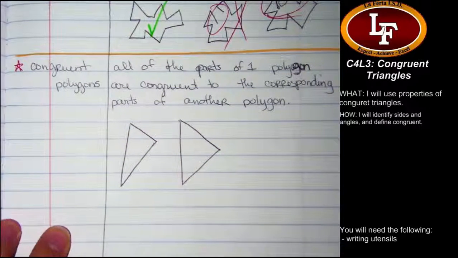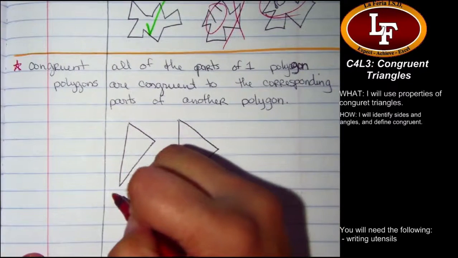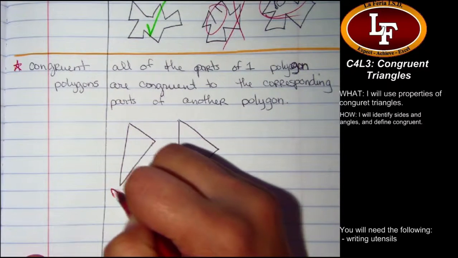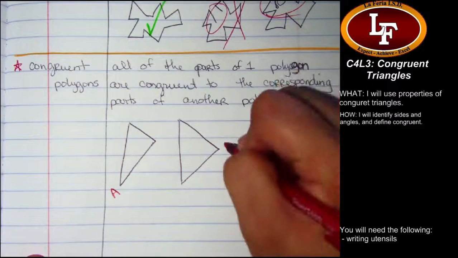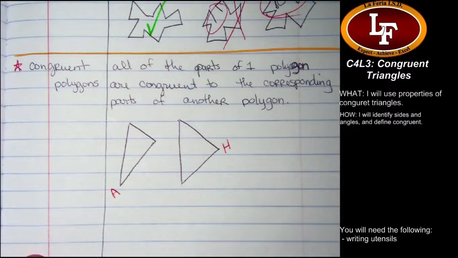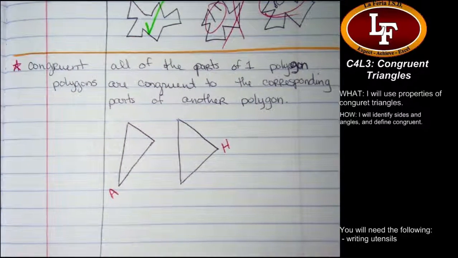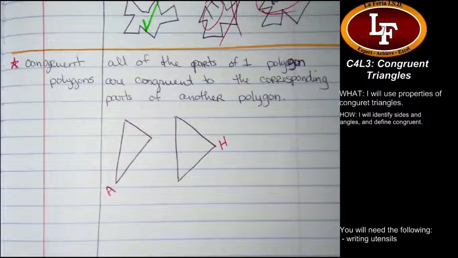This is the time for us to bust out the colors. If you're following along with color, label this vertex A in one color, and this vertex over here H in another color. Is that red? Yeah, I used red. Oh, same color as before. I'm sorry. They're both the same color. They're both red. Sorry.